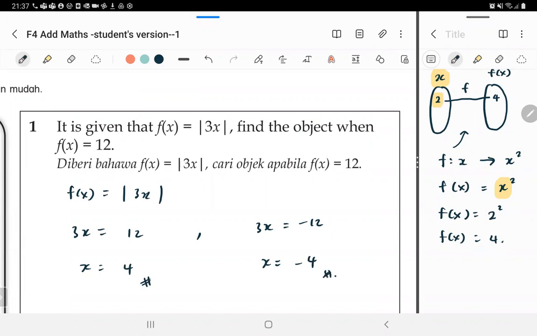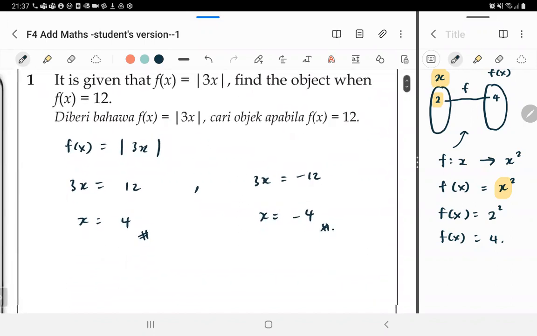It depends on your school teacher whether they are very specific or not. Some teachers might ask you to combine all the answers, like you need to write x is equal to negative 4 and 4. Or else some school teachers will ask you to write x is equal to negative 4 or 4. It depends on your school teacher's pattern. But normally in SPM, if you can show your answer until this step, separately like this, you will get full marks already.